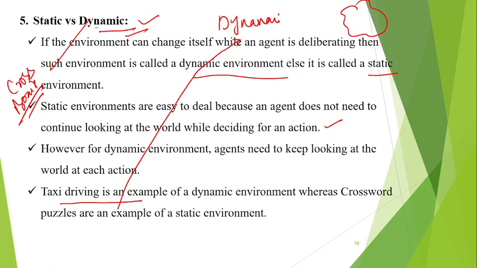Whereas in dynamic, the environment changes. In a dynamic environment, the agent needs to keep looking at the world around it and at each action it is going to perform. Whereas in static, it does not need any information to keep track of, and the environment goes on changing in dynamic. Whereas in static, the environment will not change.